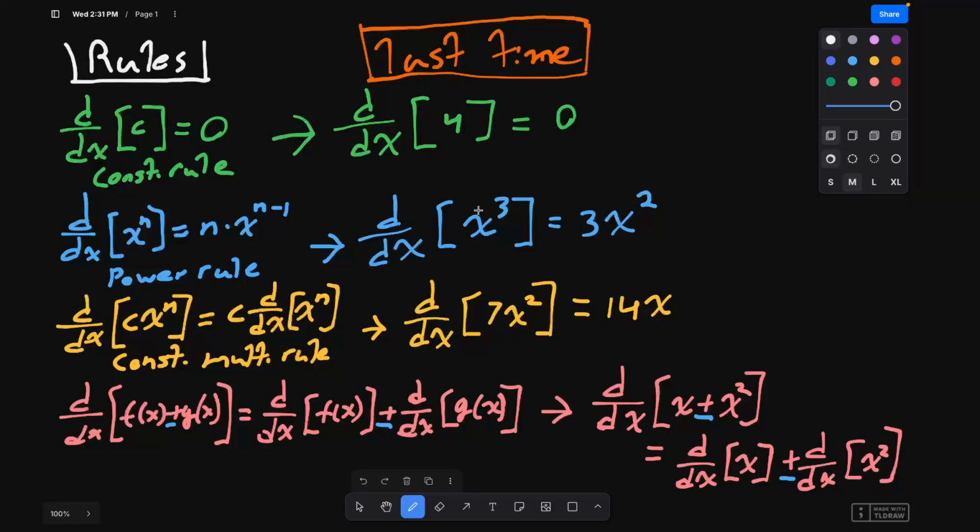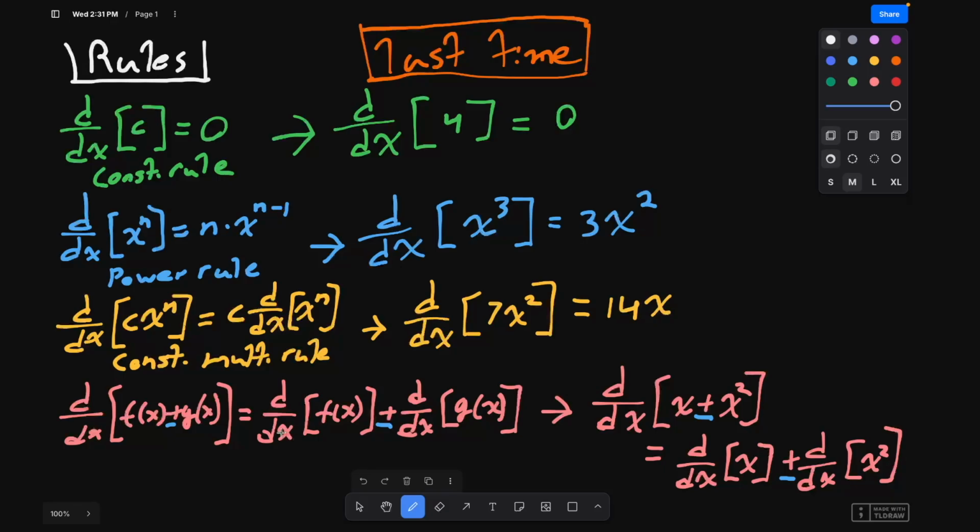In the last video, we learned our most basic rules of differentiation, of taking derivatives. We learned the constant rule, which just tells us that the derivative of a constant equals zero. We learned the power rule, which shows us how to take derivatives of x to some power n. We learned our constant multiple rule, which tells us that when we have a constant in a function, we can pull the constant out and then take the derivative as usual.